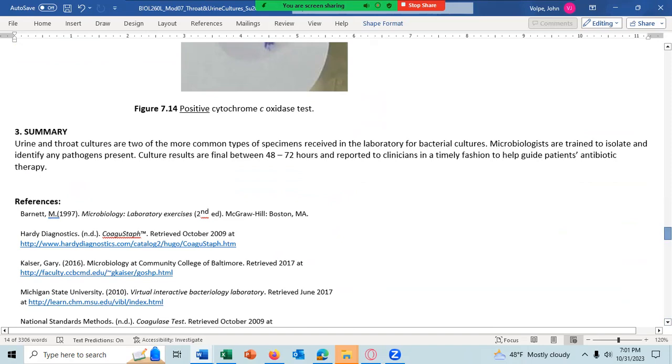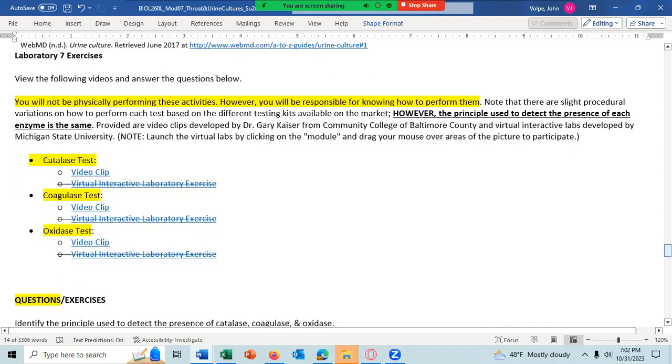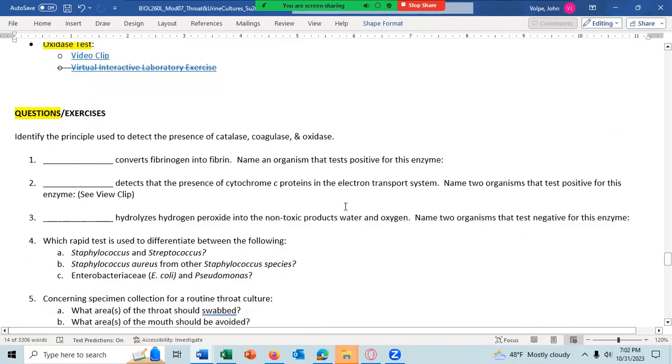So in summary, we have two cultures, the urine and the throat cultures, and microbiologists are trained to isolate and identify pathogens present in both. So in laboratory 7, you will not be physically performing any of these activities. However, you will be responsible for knowing how to perform them. We have some videos for you to watch, one on the catalase test, one on the coagulase test, and one on the oxidase test. And then we have some questions for you to answer. Let me go to the worksheet.